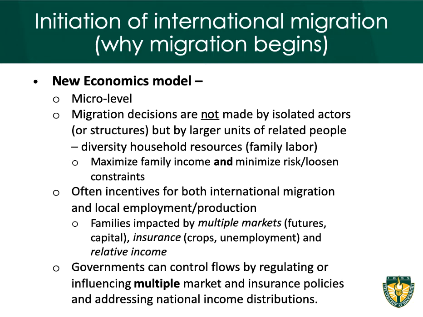The new economics model actually argues that we also need to consider the impact of relative income on migration. In other words, if all members of an income group are living at a similar level, then you won't really see waves of migration. However, if just a few families in an income group have much more than the others, a trend of migration could begin. Governments can respond in this model too. They can control flows by regulating or influencing multiple markets and giving insurance policies. They can also address national income distributions.